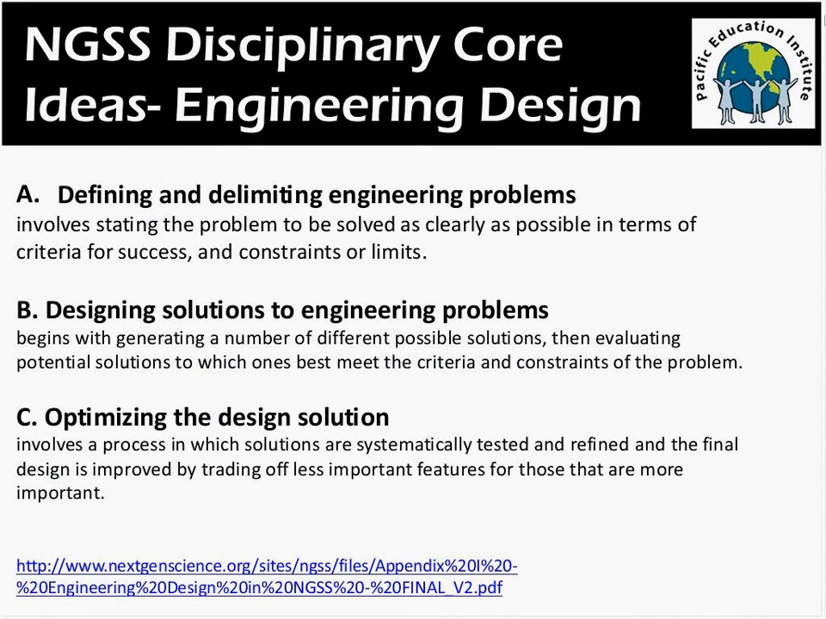So this involves looking at your solutions, systematically testing them and refining them so that your final design involves more trade-offs in what features you want and what features are less important. Again, today we're focusing mainly on A and B, defining those engineering problems and designing solutions.